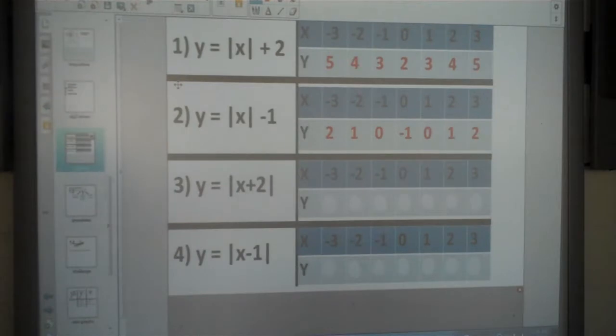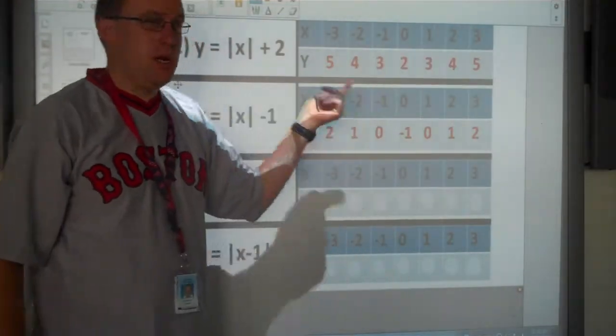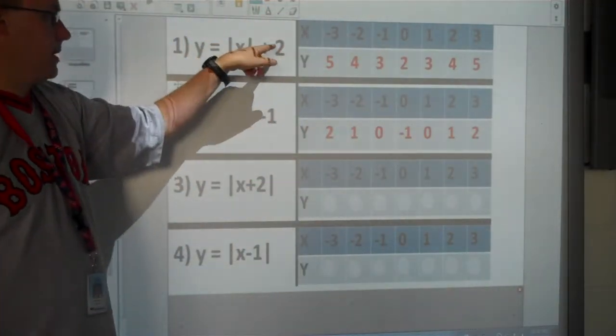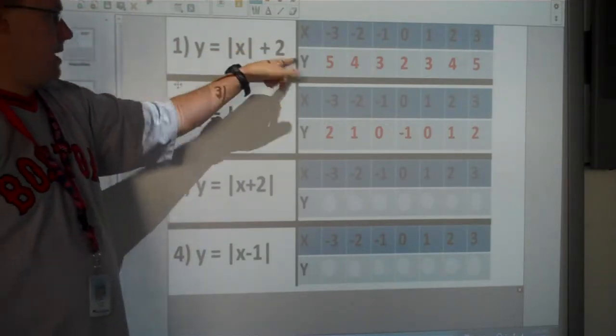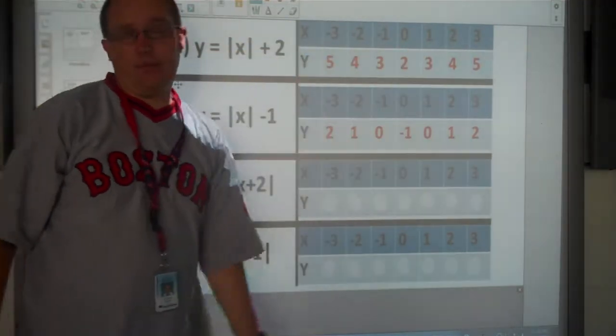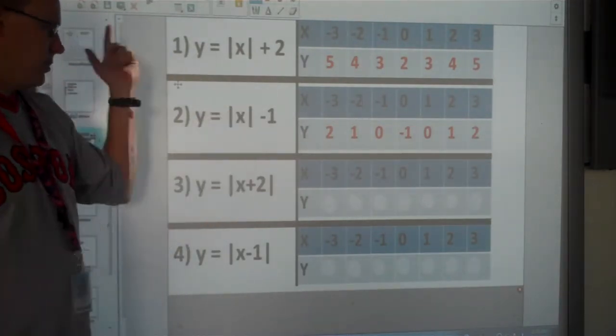Now, when it comes to graphing absolute value equations, if we forget how to do this, we can always create a table of values, create some x values, plug in each x value into the formula, and then see what y value you get. So the absolute value of -3 is 3, add on 2 is 5. Do that for several values, and then you can go ahead and plot them. Same idea if we did subtract 1.